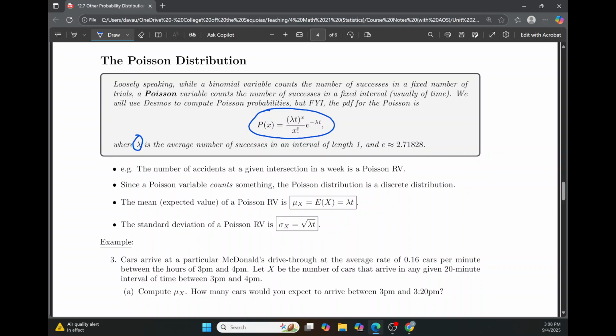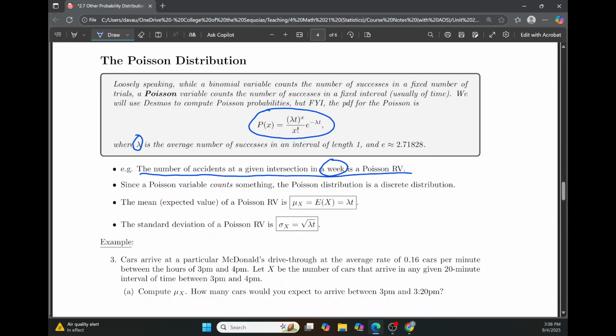So for example, the number of accidents at a given intersection in a week, right? That would be a Poisson random variable. We would be counting up the number of accidents in a particular period of time, in this case, in a week. So that would be a Poisson random variable.